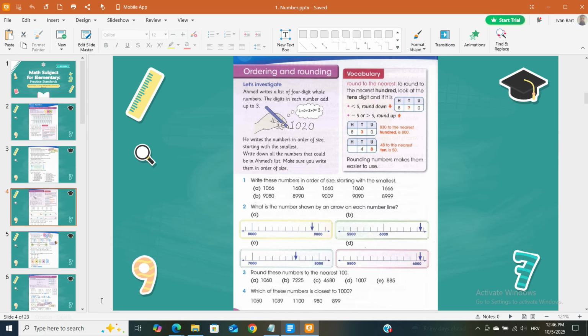1. Write these numbers in order of size, starting with the smallest. (a) 1066, 1606, 1660, 1060, 1666. (b) 9080, 8990, 9009, 9090, 8999.